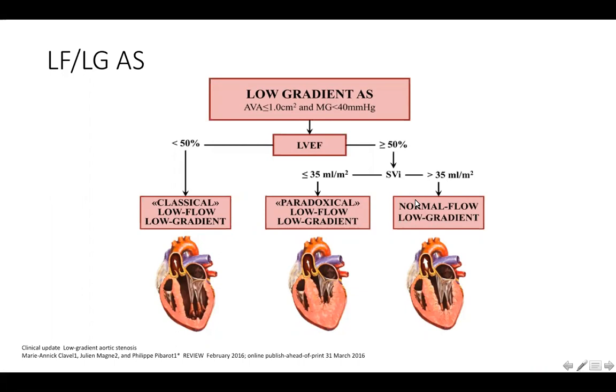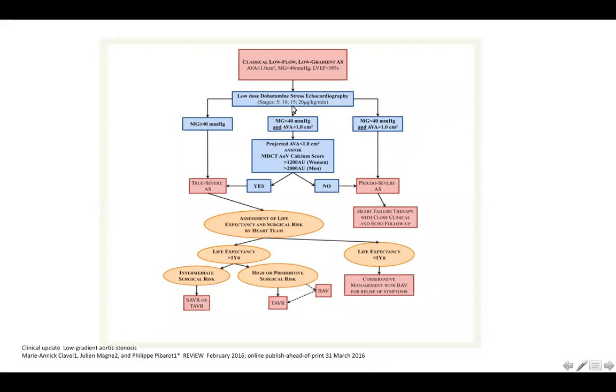In the case of classical low flow, low gradient, the ejection fraction is less than 50. The first step is to do a dobutamine stress echo. If the gradient increases to more than 40, that means it's true severe aortic stenosis, and after that you assess according to risk stratification, as Ahmed mentioned last week. If the gradient is less than 40 and the aortic valve area increases to more than 1, that means it's pseudo-severe, false aortic stenosis. So you need to treat the heart failure symptoms and monitor closely.